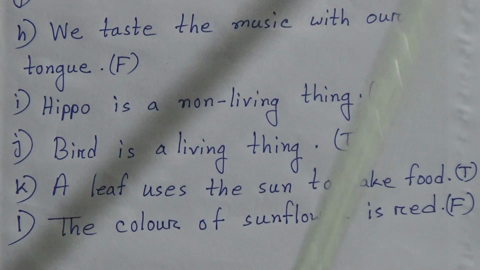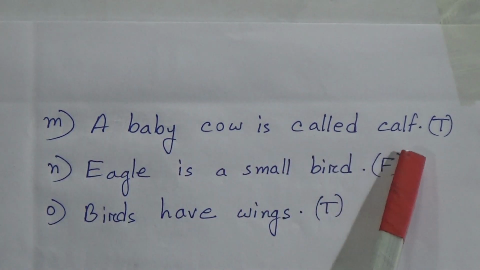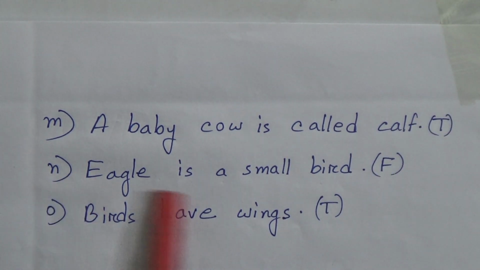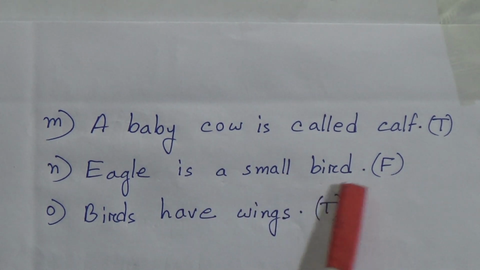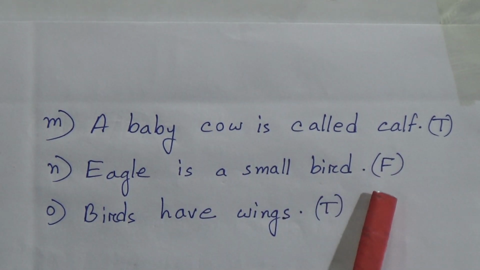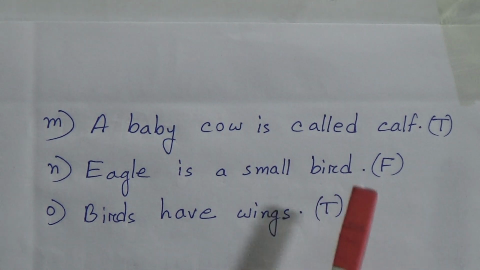And then M number, come to this page, a baby cow is called calf. Yes, this statement is true, then we will write here T. N number is eagle is a small bird. This statement is also false because eagle is not a small bird. Then we will write here false, F. O number, this one is the last true false. O number is birds have wings. Yes, this statement is true, then we will write here T.